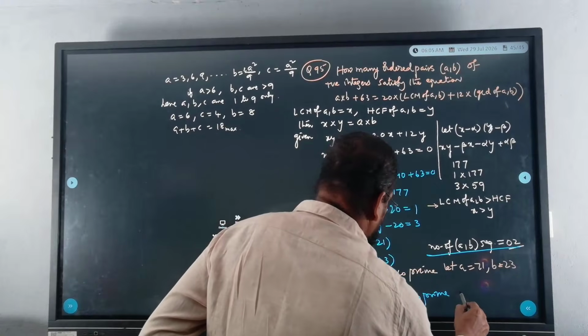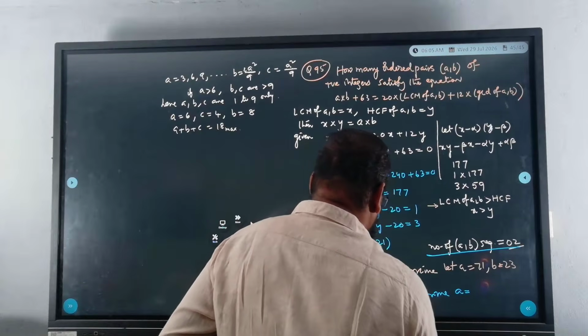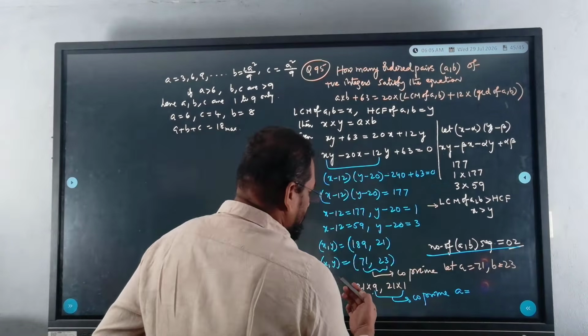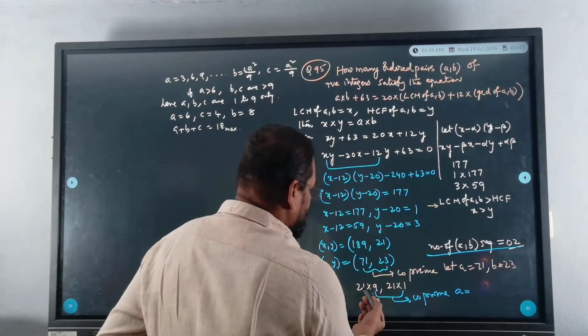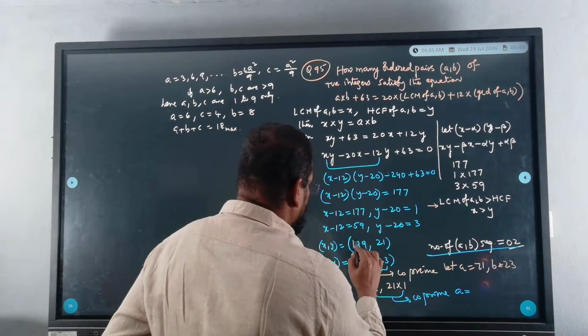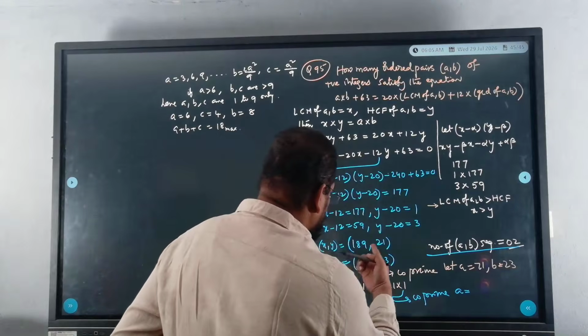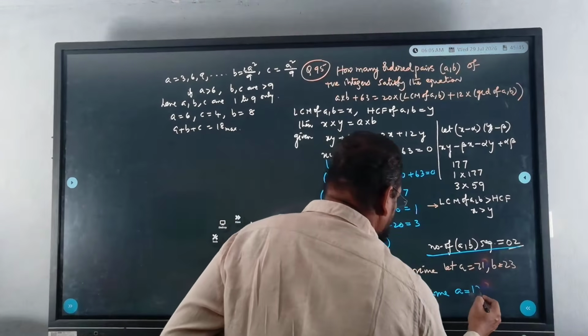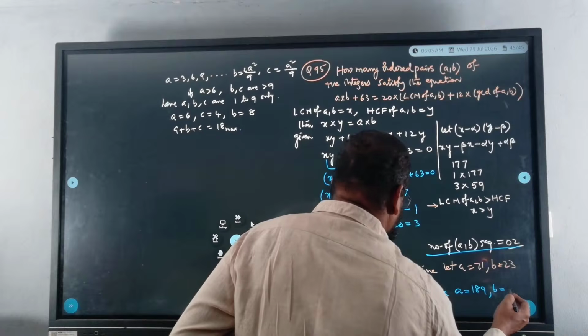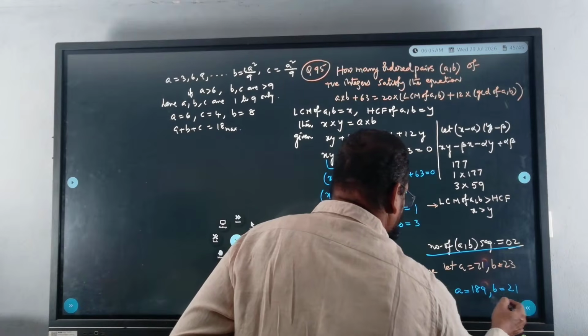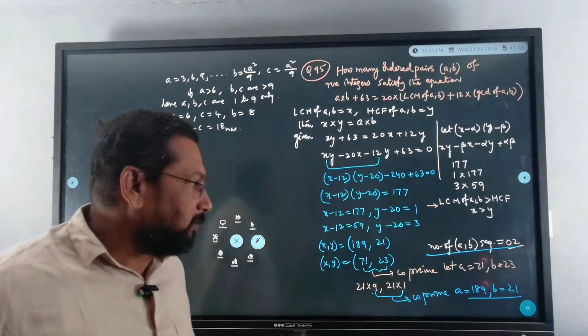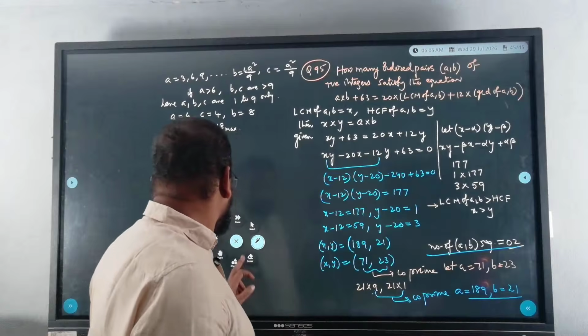Here one pair. So here LCM is 189, HCF is 21. LCM is 189 because 189 is a multiple of 21. So A is equal to 189, B is equal to 21. Only two pairs will come for A, B.